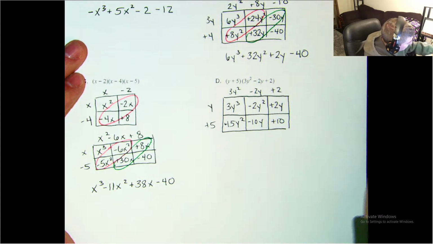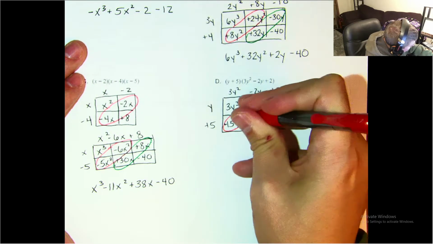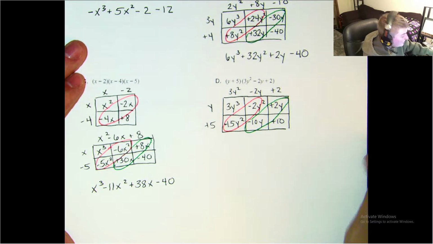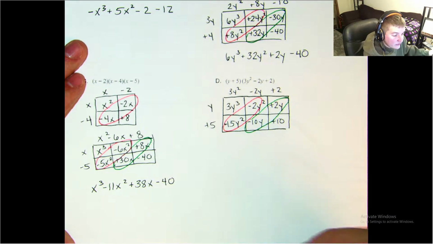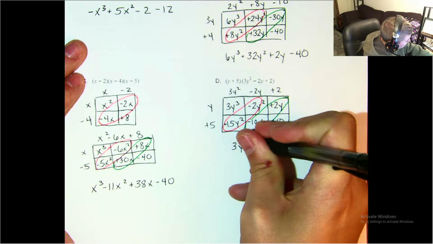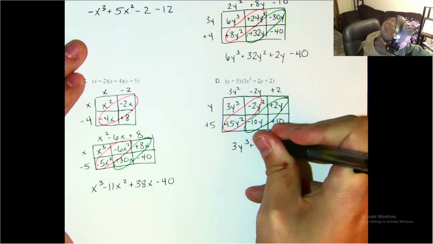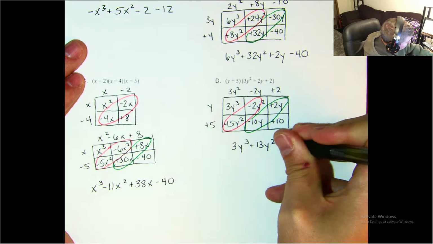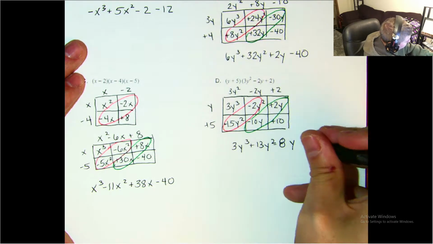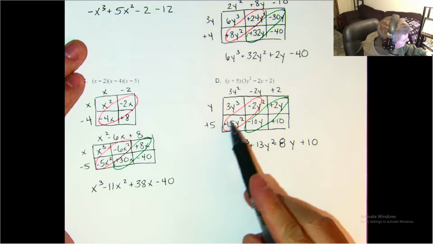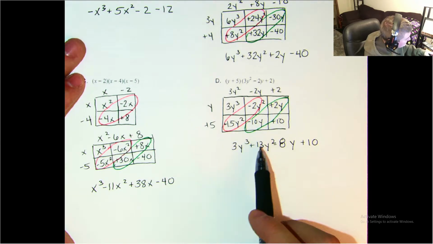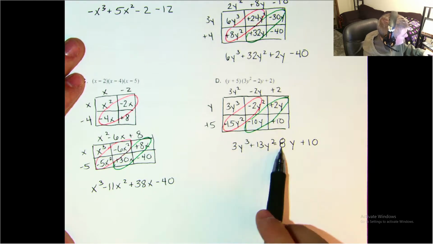Okay, and then again, I have multiple pairs of like terms here. Always double check and make sure they are indeed like terms for you to combine. So then here I'm going to get 3y cubed plus 13y squared minus 8y plus 10. This is 13, positive 15, and negative 2. And then negative 10 and positive 2 is negative 8.